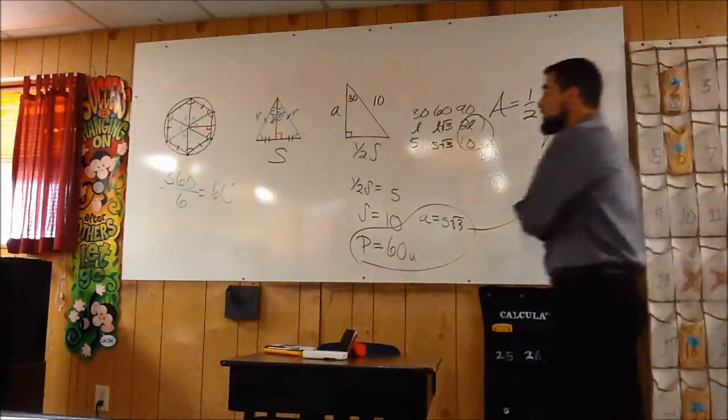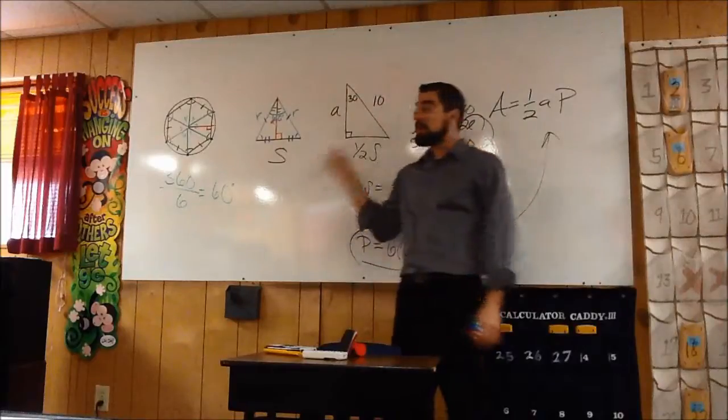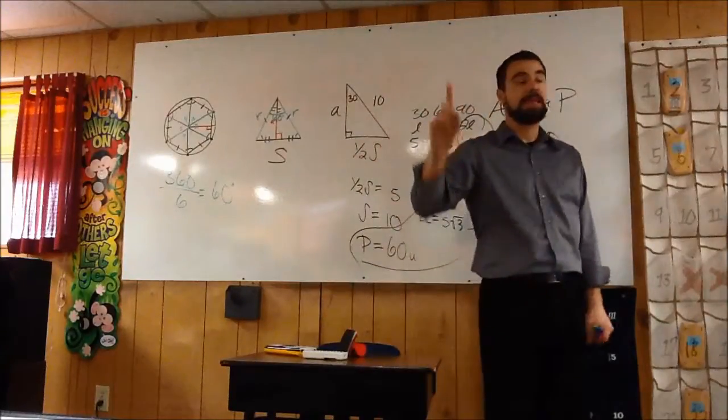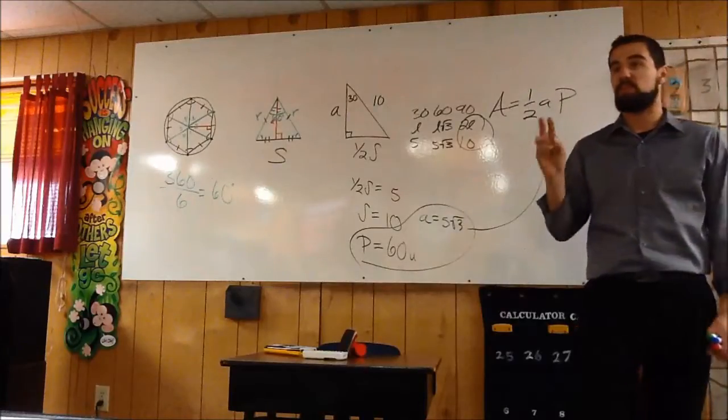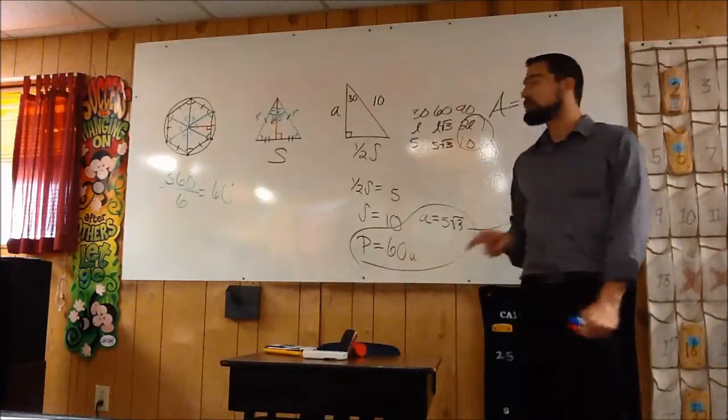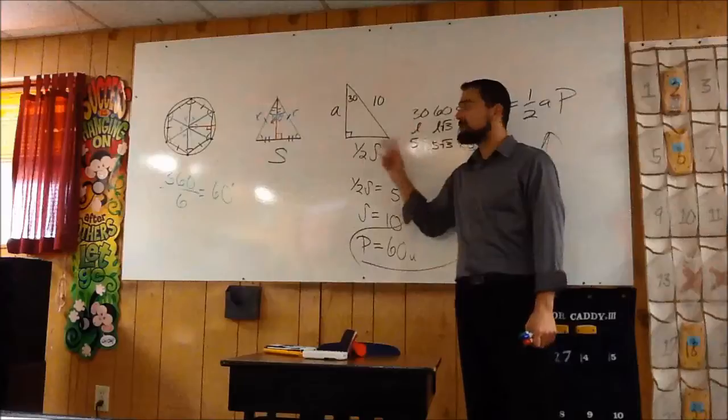It's not always going to be a 30-60-90 triangle. This only happens in regular hexagons and regular triangles. Well, it turned into a 30-60-90 triangle.